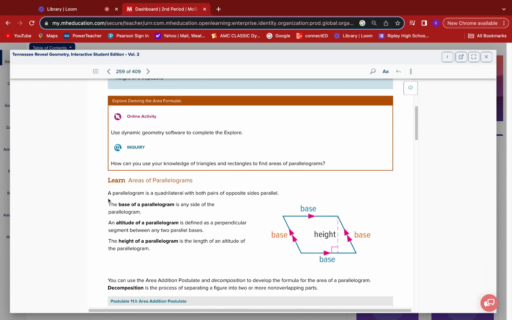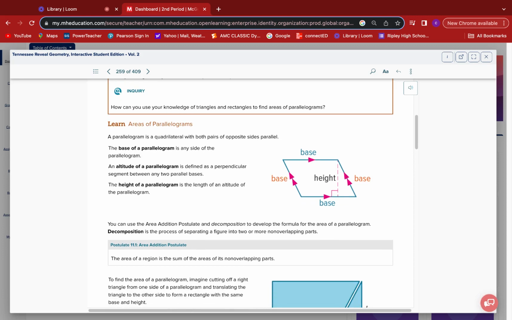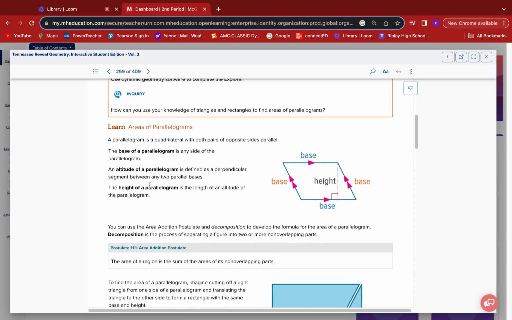All right, you guys, I'm on page 629 of your workbook, the consumable. All right, let's get into it. We got a parallelogram. All right, base of the parallelogram. Well, technically, they all can be considered the base. It's the parallel sides. So you got a base, base, base, and base. Any side of the parallelogram.